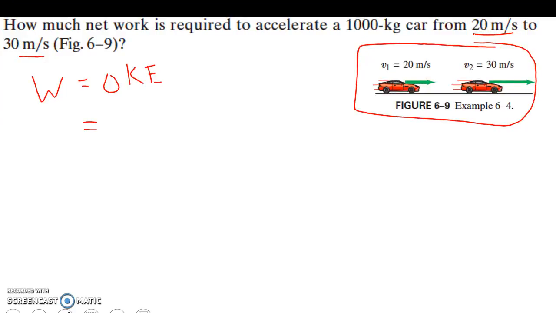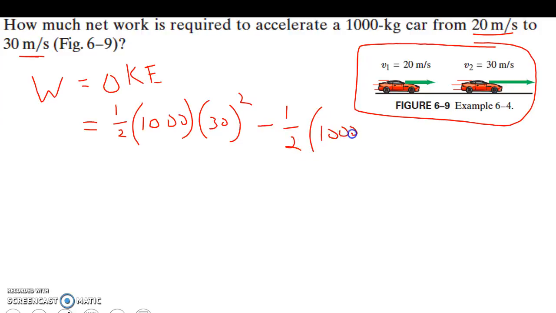So to find my final kinetic energy, I take 1/2 mass times velocity squared, minus 1/2 mass times velocity squared for the initial. And I just punch those numbers in, and when I do, I get my work to be 250,000 joules.